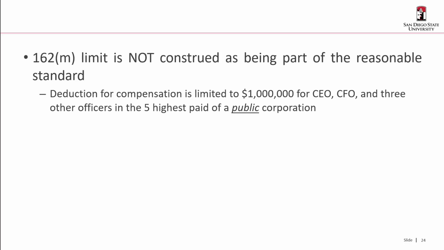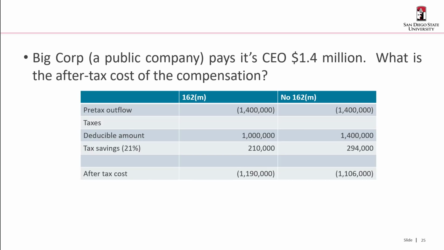162(m) is a limit on compensation paid to the CEO, CFO, and other three highest paid officers in a public corporation. And basically, 162(m) limits the deduction for compensation to $1 million for any of those five highest paid individuals. And again, it's a public corporation, so you need to be traded on a stock exchange, this sort of thing. So let's say Big Corp, a public corporation, pays its CEO $1.4 million. What is the after-tax cost of the compensation?